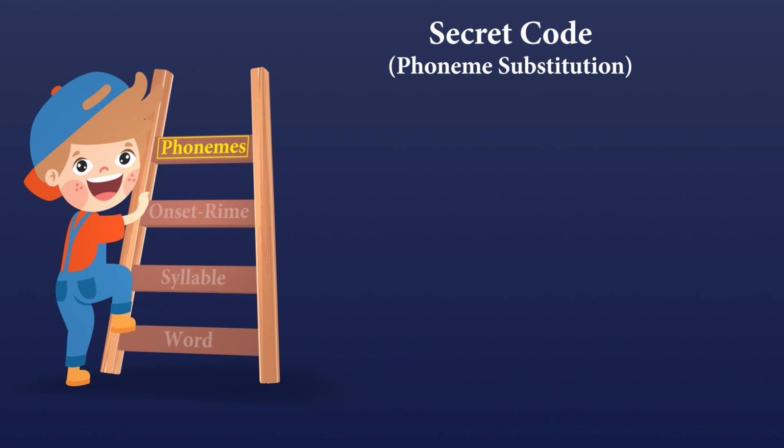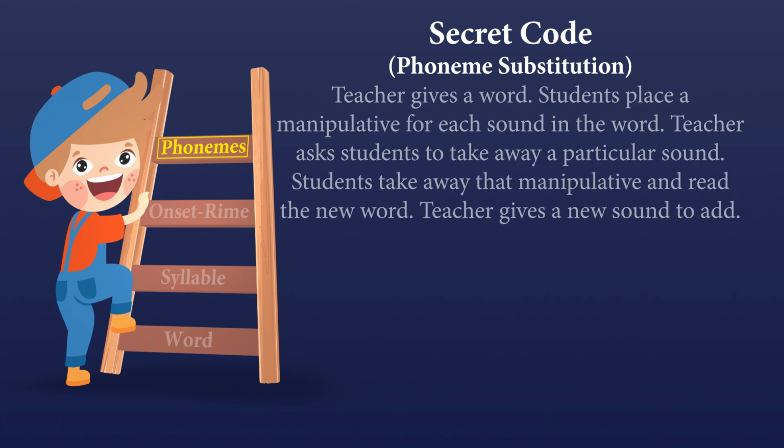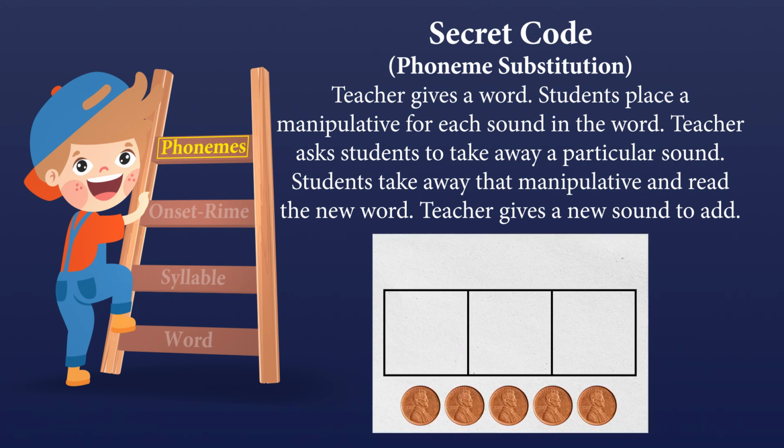In this example, the teacher is scaffolding this skill by using sound boxes and manipulatives. Let's take a look. The teacher will give a word. Using Elkonin boxes, the students will place a manipulative for each sound in the word. The teacher will ask students to take away a particular sound, so the students will take away that manipulative and read the new word. Then the teacher will give a new sound to add. This is what that might sound like.